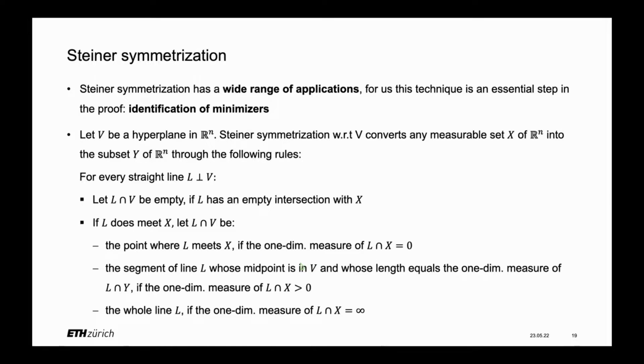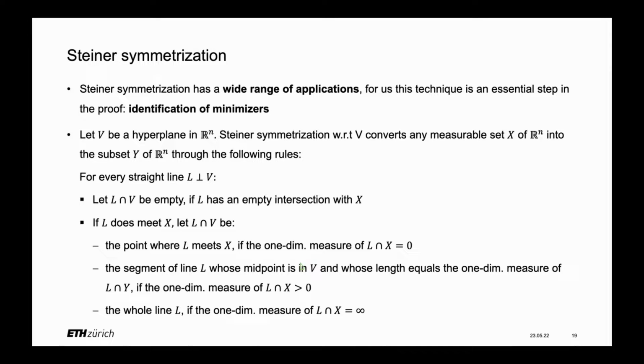So now let's have a look at another essential part of our proof, which is the Steiner symmetrization. So what is that? Steiner symmetrization has a wide range of applications. For us, in this case, we will use it to identify our minimizer. So far we've seen the convergence properties for a minimizer. We've shown that there is an existence of a minimizer. And now we have to identify our minimizer. So what exactly is our minimizer? For that, we will use our Steiner symmetrization. So what is the idea behind that?